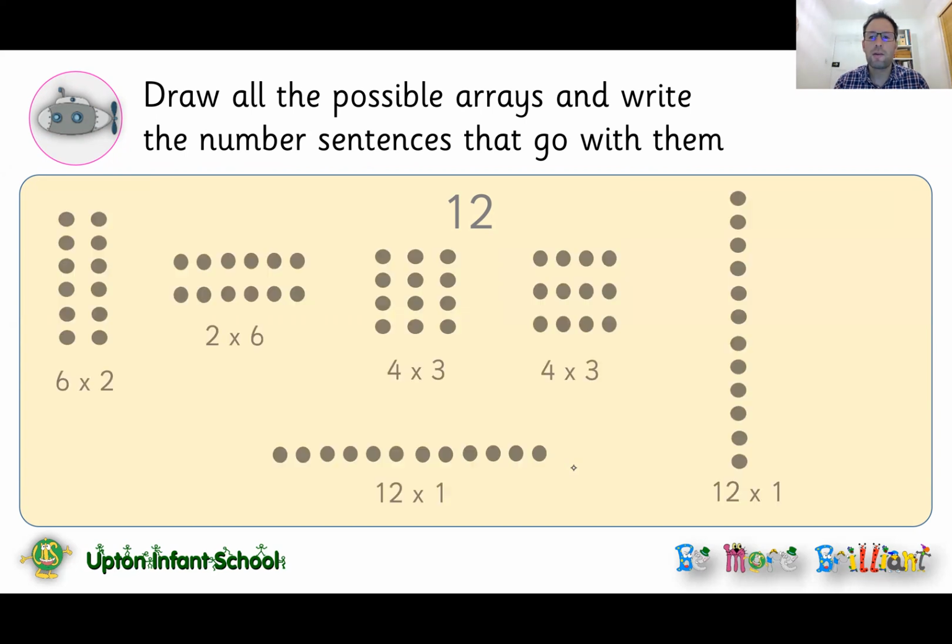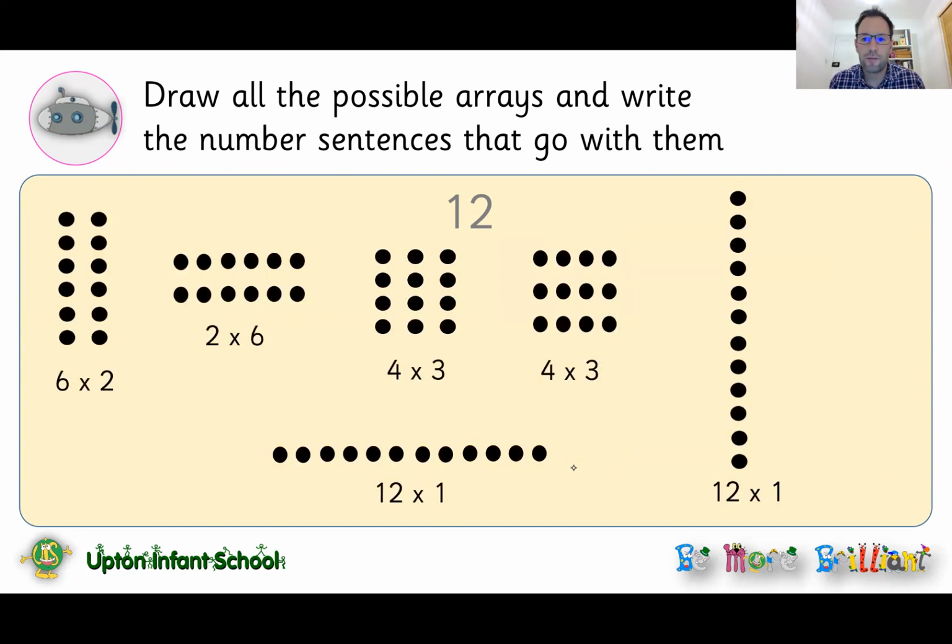So I could draw 6 lots of 2. I've drawn 6 lots of 2 dots. 6 lots of 2 is 12. I could do this, turn that on its side, and that would be 2 lots of 6. 2 lots of 6 is 12. I could do 4 lots of 3, 3 lots of 4.